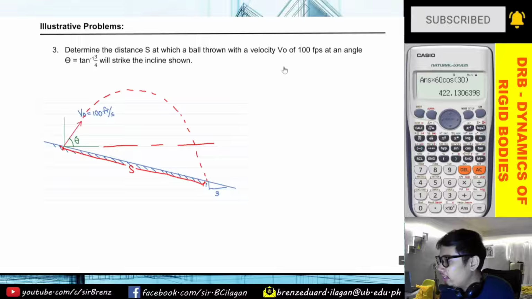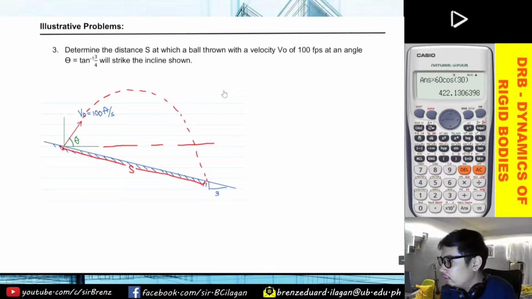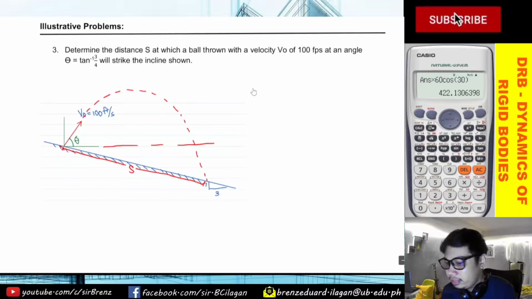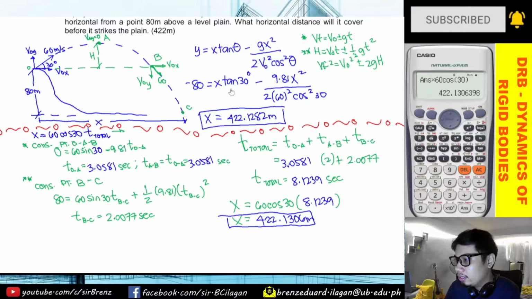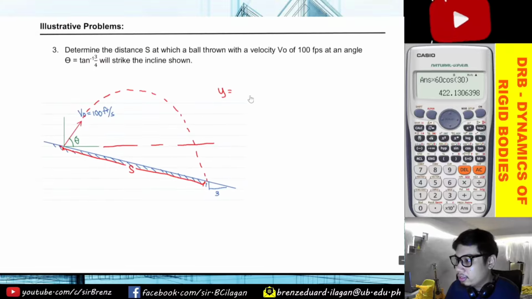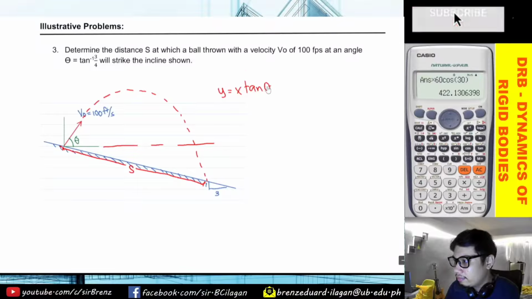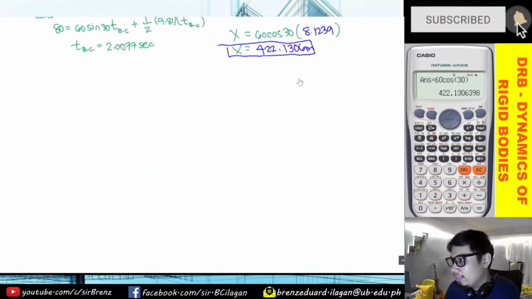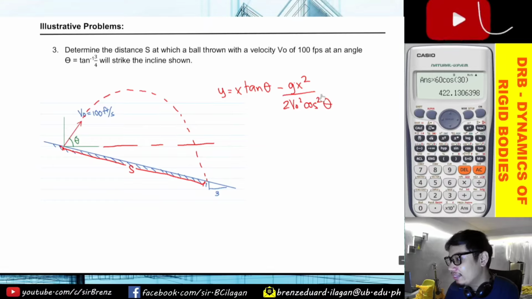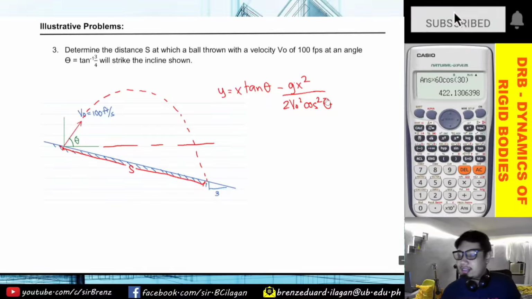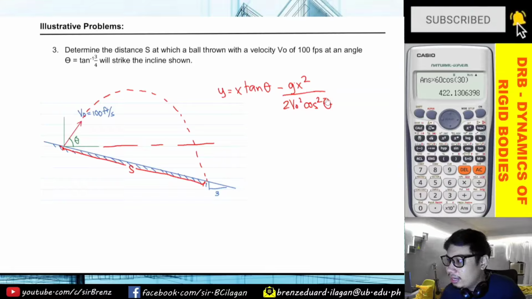Okay, so gamitin natin ulit yung formula kanina. So, yung formula for y, kung saan yung y is equals lang sa x tangent theta minus g x squared over 2 v o squared cosine squared theta. Ayan. Pero guys, we need to identify alin ba dyan yung y and alin yung i-consider natin na x.